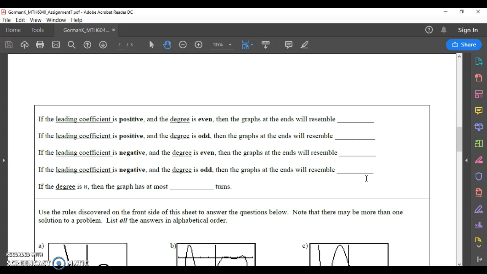and then they'll be able to come up with the pattern, for example when the leading coefficient is positive and the degree is even. They would talk about what it looks like at the end, if it's going up or down on the left or right, and then they'll go through each one and determine how those different properties of polynomials affect the end behavior.